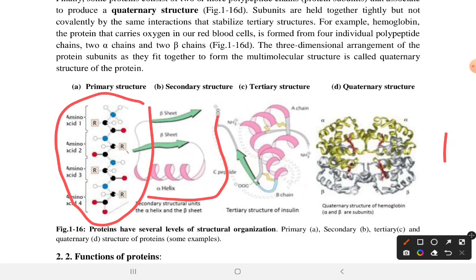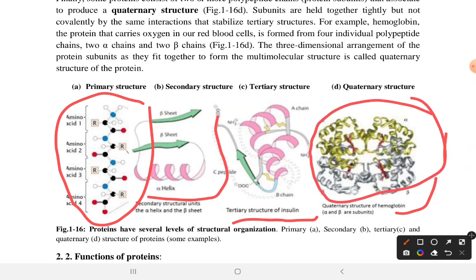This is what we call the amino acid sequence: amino acid 1, amino acid 2, amino acid 3, and amino acid 4. Then secondary structure means the alpha helix and the beta sheets. This is what we call tertiary structure, like the example of insulin, and this is what we call quaternary. As I said, it's the three-dimensional arrangement of the protein subunits as they fit together to form the multimolecular structure. As you see here, it's a multimolecular structure.